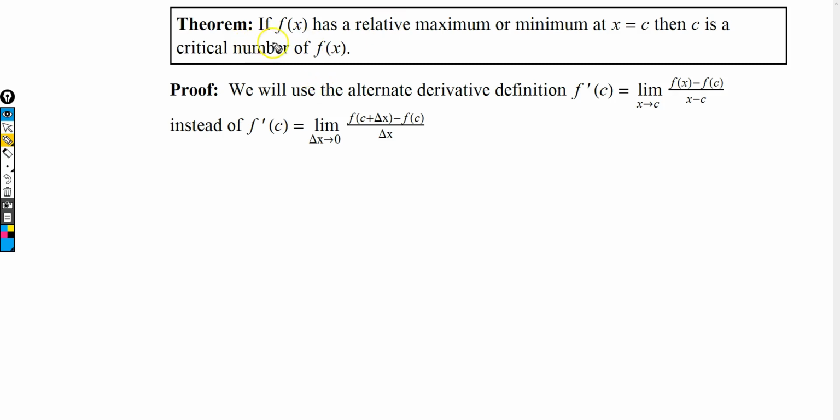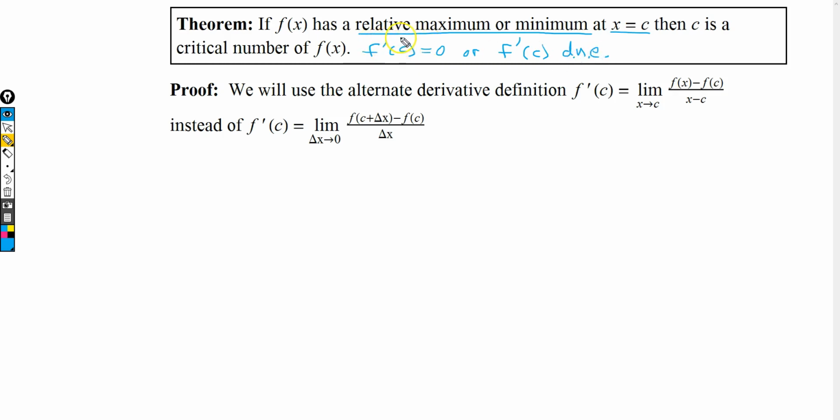So this theorem states that if a function f of x has a relative maximum or a relative minimum at x equaling c, then c is a critical number of f of x. Or in other words, then f prime of c is equal to 0 or f prime of c does not exist. That's what the critical number means, right?